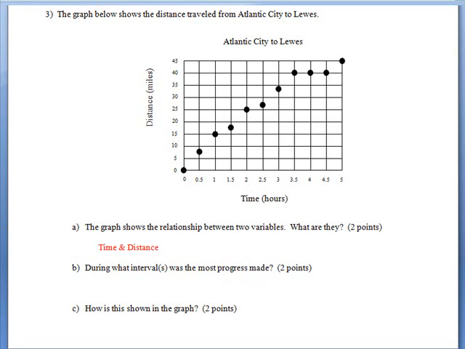B says, what interval or intervals was the most progress made? In order to figure that out, we need to look at between the intervals. So from 0 to 0.5, we need to look at how large of a vertical jump it takes, because the progress would be the distance traveled during that interval. So we look at the vertical jumps in between the points.